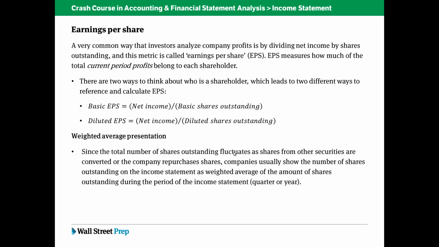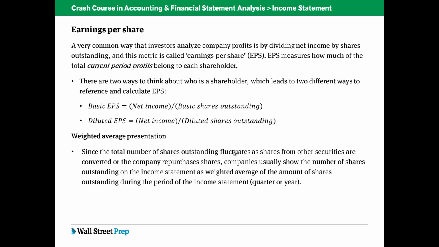As we talked about, there are two ways to think about who's a shareholder, and that leads to two different ways to calculate EPS. There's basic EPS, which looks at net income and divides it by the actual shareholders, the basic shares outstanding. And then there's the more important and more broadly used diluted EPS, which looks at net income but divides it by the diluted shares outstanding, the shares that also factor in option holders, convertible preferred shareholders, convertible debt holders, and on and on.